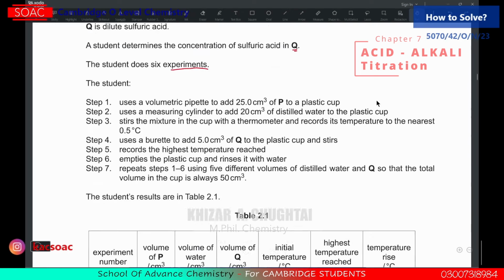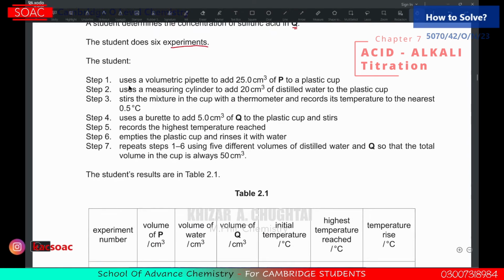Here are different steps. Step number 1, use a volumetric pipette to add 25 centimeter cube of P to the plastic cup. Step 2, use a measuring cylinder to add 20 centimeter cube distilled water to the plastic cup. Step 3, stir the mixture in the cup with a thermometer and record its temperature to the nearest 0.5 degrees Celsius.